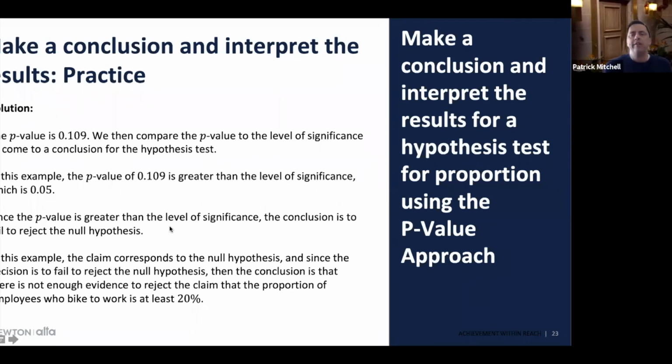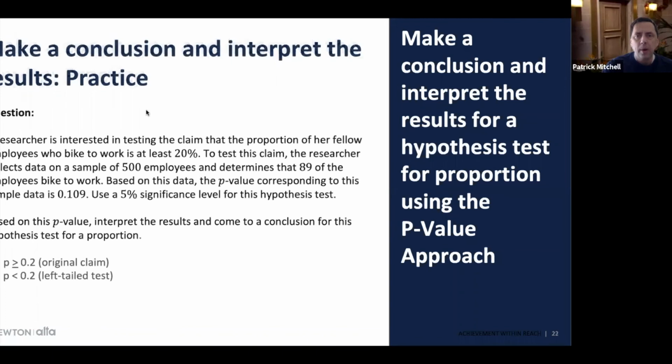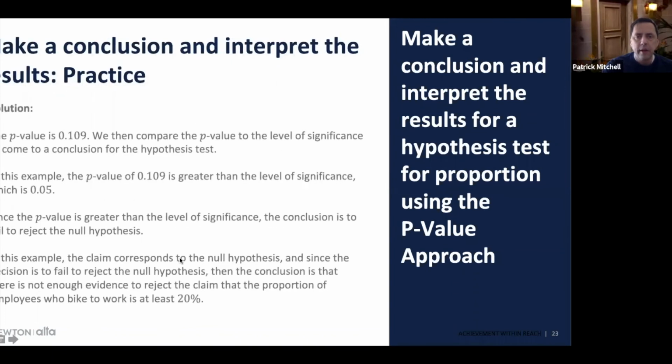And the way that we're going to write our statement interpreting that is, since the original claim became the null hypothesis, this means that there is not enough evidence to reject the claim that the proportion of employees who bike to work is at least 20%. Yes, for this sample, it was a little lower than 20%, but not enough lower that we would conclude the population proportion is less than 20%.